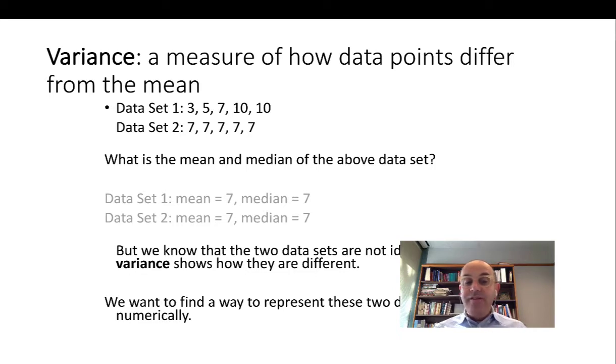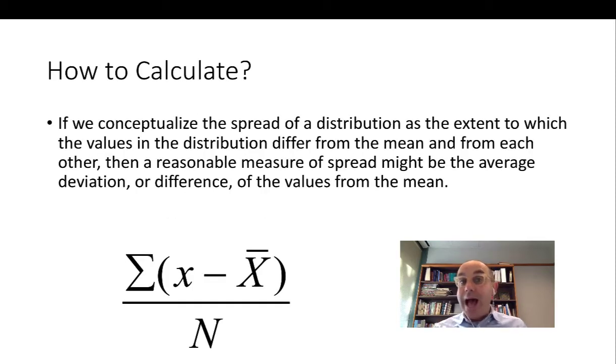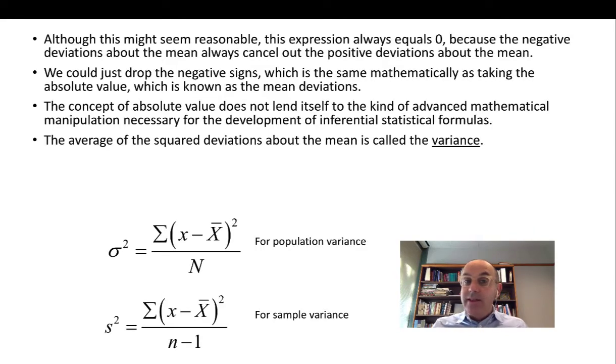So when we want to find a way to represent those 2 data sets numerically, the variance is a good element that will allow us to do that. How do we calculate variance? There is a standard equation that says you need to take x, the one number, minus the mean, divided by the total number of items in the set, in order for us to calculate the variance.